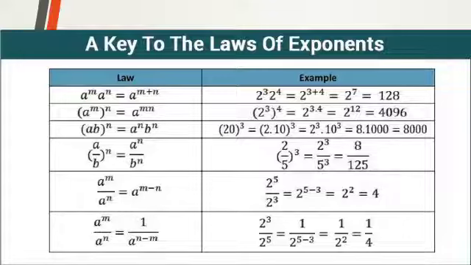Again, another: a to the power m by a to the power n can also be written as 1 by a to the power n minus m. Example: see here, 2 cubed by 2 to the power 5 equals 1 by 2 to the power 5 minus 3 equals 1 by 2 squared equals 1 by 4.